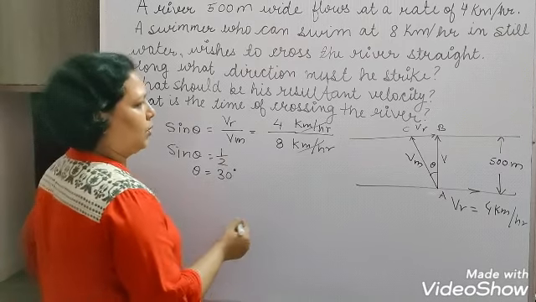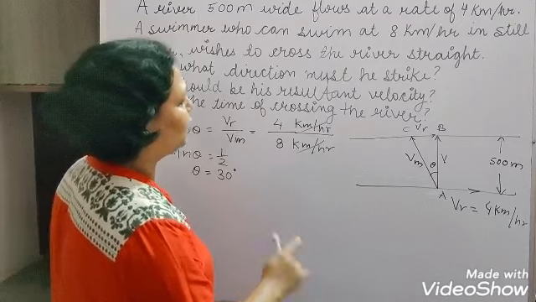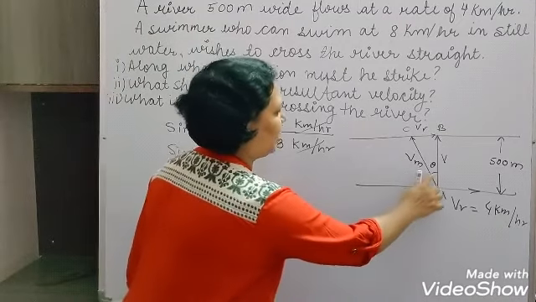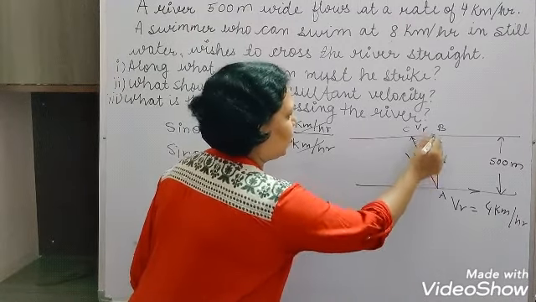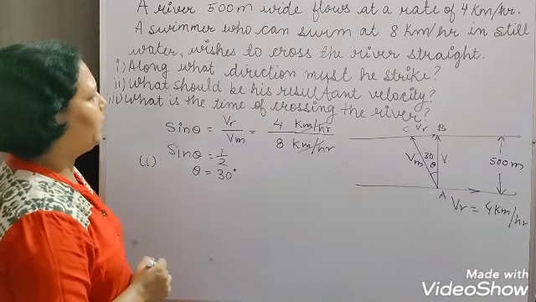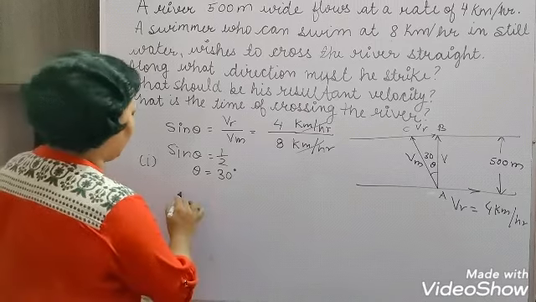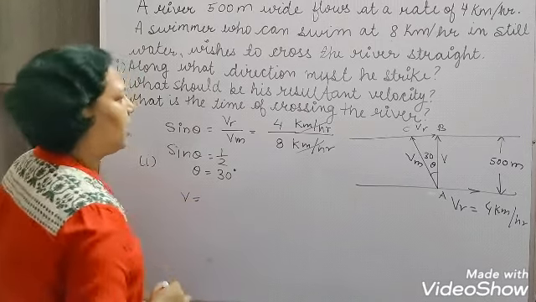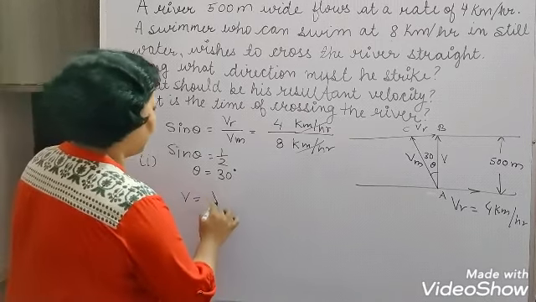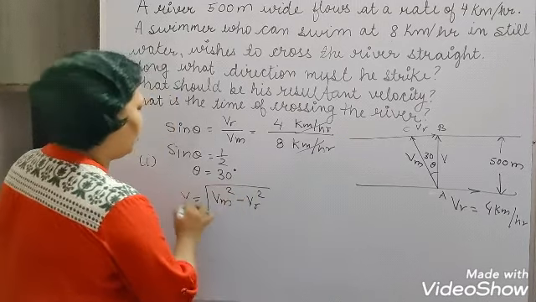That means we found that the swimmer has to swim along AC, making a 30 degree angle with the normal of the river current. Okay, now this was the first answer which we have calculated. Now what should be his resultant velocity? So you can see obviously the resultant velocity V here can be given by the root of Vm square minus Vr square.